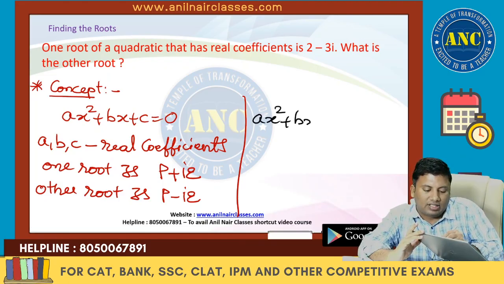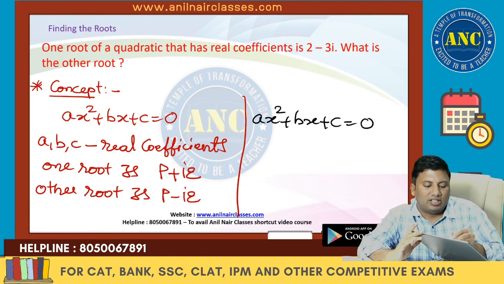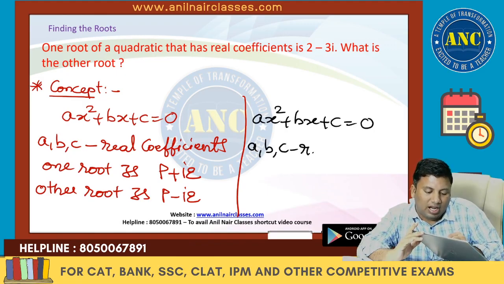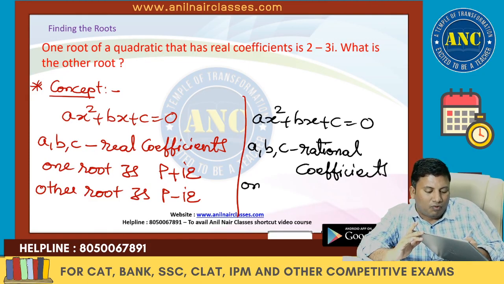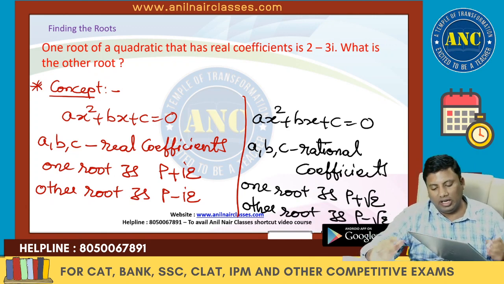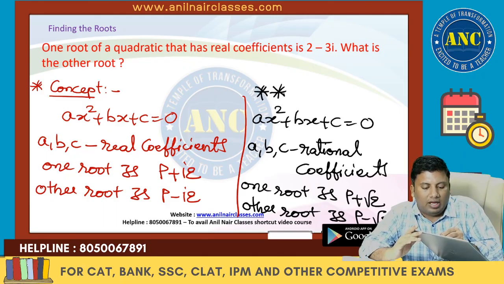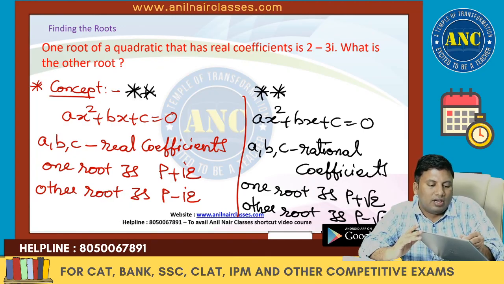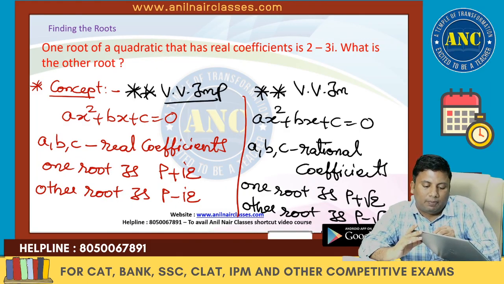Similarly, if it is ax square plus bx plus c equal to 0, if a, b, c are rational coefficients, then only if one root is p plus root q, another root is p minus root q. In all cases you cannot use it. There is a condition. If one root is p plus root q, another root is p minus root q. Extremely important point. Please make a note, sir. Very, very important key points.